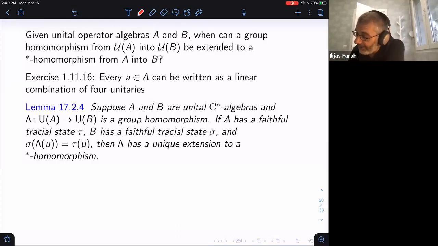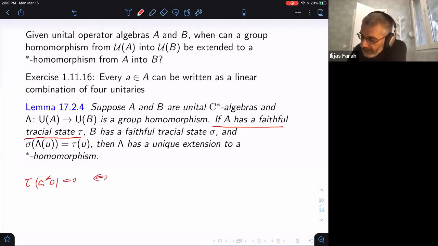And now another assumption, you need that A has a faithful tracial state tau. Now remember, faithful tracial state means that tau of A star A is equal to 0 if and only if A is equal to 0. Right, so the corresponding GNS Hilbert space is faithful. I mean, the kernel is trivial, and B also has a faithful tracial state sigma. Although I don't think that you need faithful for B. I'm quite sure that you don't.